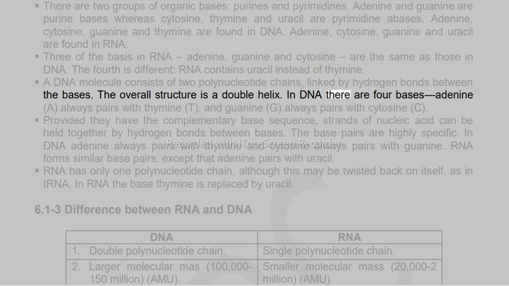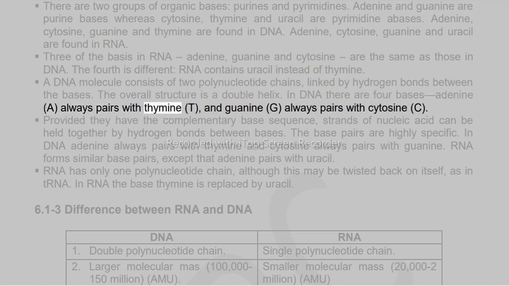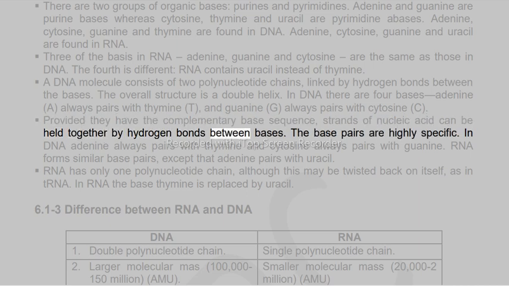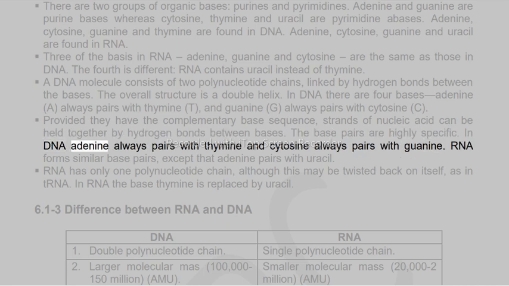In DNA there are 4 bases: adenine, A, always pairs with thymine, T, and guanine, G, always pairs with cytosine, C. Provided they have the complementary base sequence, strands of nucleic acid can be held together by hydrogen bonds between bases. The base pairs are highly specific. In DNA, adenine always pairs with thymine and cytosine always pairs with guanine.